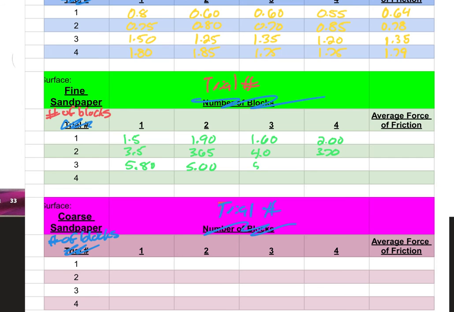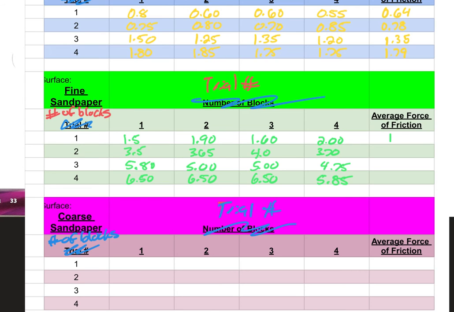5.00, 5.00, and 4.75. Finally, for the 4th block, you got 6.5, 6.5, 6.5, and 5.85. So again, we're going to find the average force of those. We're going to add those together and divide them by 4.